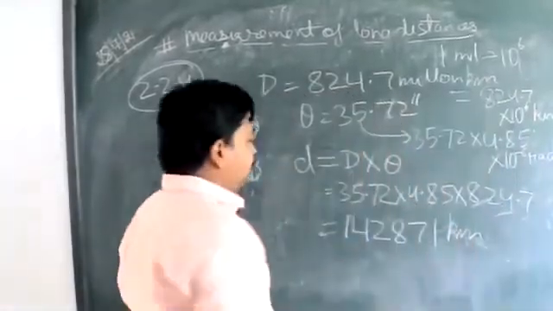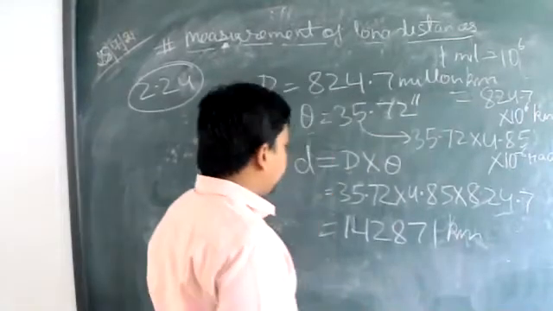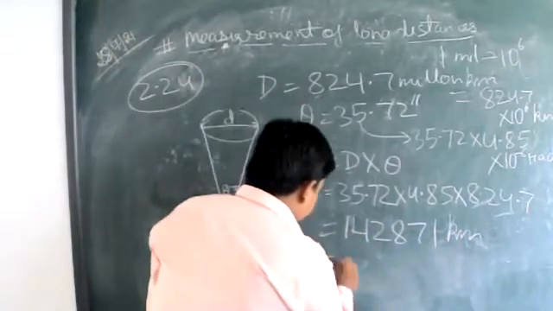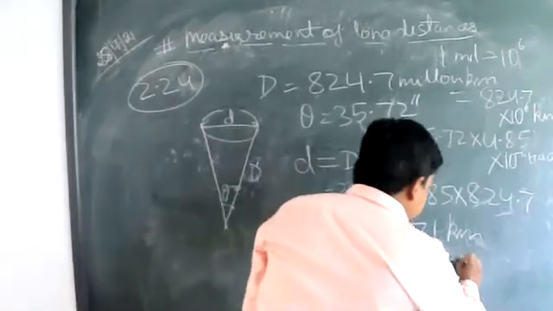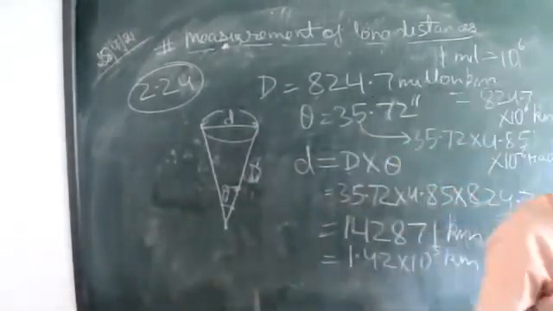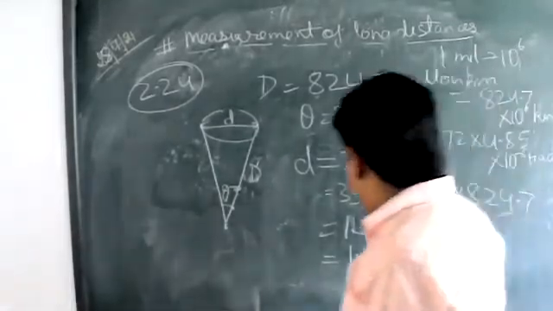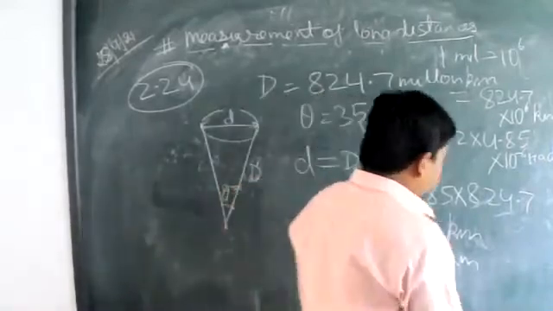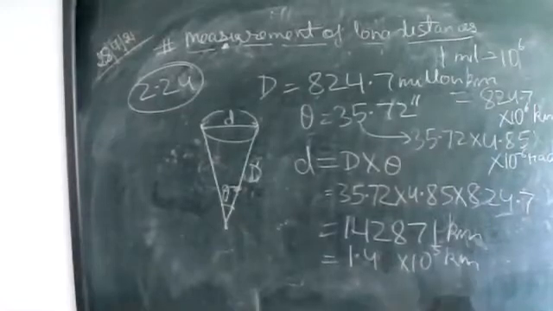Or in power of 10, if someone asks you just to calculate in power of 10, then how much will it be? 1, 2, 3, 4, 5. 1.42 into 10 to the power of 5 kilometers. This is your required answer. It is very easy, I hope. Or you can write it up to one significant figure like this. This is your required answer.